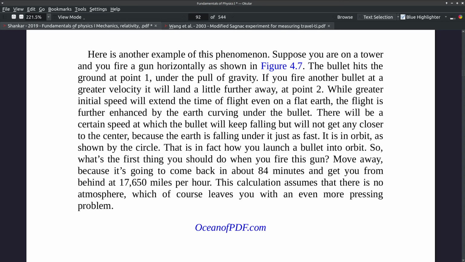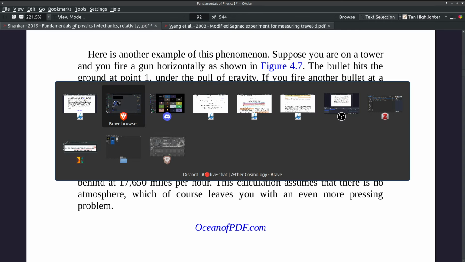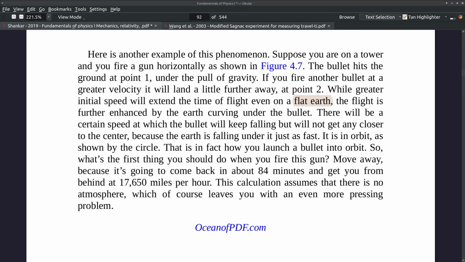Here's another example of this phenomenon. Suppose you're on a tower and you fire a gun horizontally, as shown in figure 4.7. The bullet hits the ground at point 1 under the pull of gravity, and you fire another bullet at a greater velocity and it will land a little further away at point 2, while greater initial speed will extend the time of flight. Even on a flat Earth, the flight time is further enhanced by the curving under the bullet.